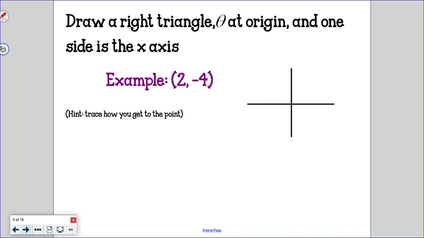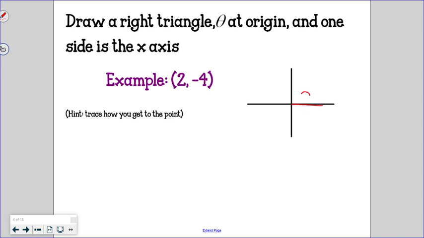But this is what you're going to do. When given a point 2 comma negative 4, drawing a right triangle where theta is at the origin. Theta will always be at the origin. You're going to do this. Start your pencil at the origin, okay? Trace to this ordered pair the same way you would. So if it's a positive 2, that means to go to the right 2. A negative 4 means go down 4, so I would trace that.